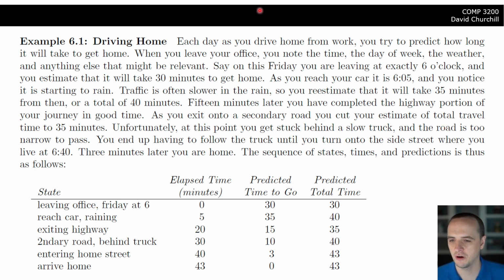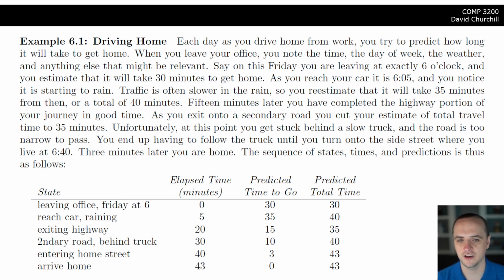Example, driving home. Each day, as you drive home from work, you try to predict how long it will take to get home. When you leave your office, you note the time, the day of the week, the weather, and anything else that might be relevant. So just say, for example, on this Friday, you're leaving at 6 o'clock and you estimate that it will take 30 minutes to get home.